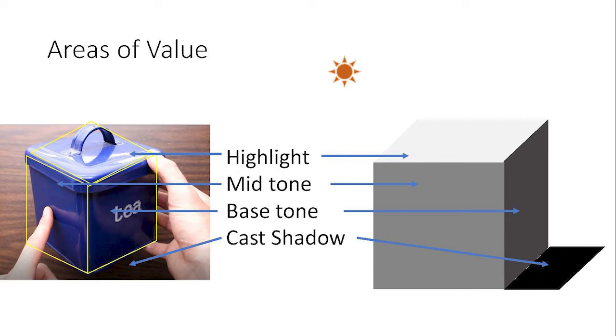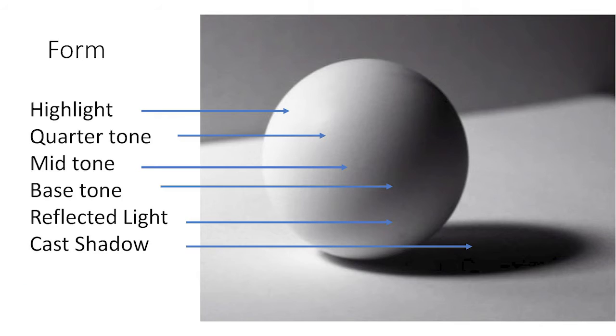Now, not all forms are as simple as a cube. If we look at a much more complex form like a sphere, we notice that there are a couple more added areas of value. We still have our highlight, which is the area facing directly towards our light source. Again, it is either white or very nearly white.